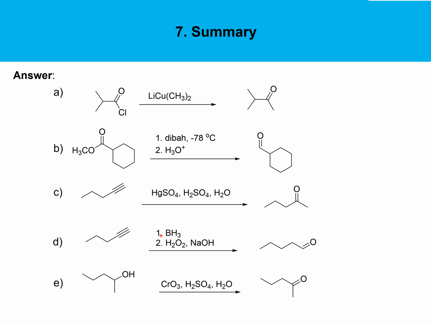Hydroboration of the same terminal alkyne will lead to an addition of a carbonyl at the least substituted carbon. And so you'll end up with an aldehyde that has 1, 2, 3, and 4 carbons, which are shown here. Chromic acid will oxidize secondary alcohols into a ketone.